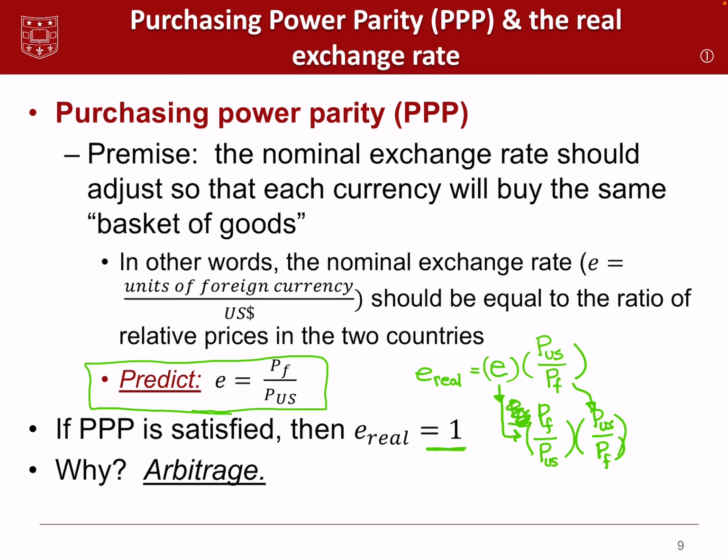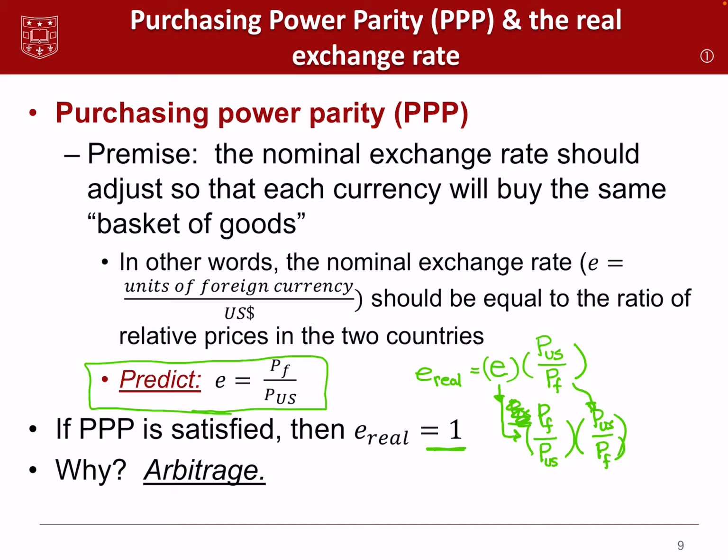So why should this happen? Why should this make sense? Why should it be the case that if purchasing power parity holds, then the real exchange rate is 1? Well, the reason we think about this is arbitrage. So, arbitrage is the idea that if you have identical goods and you see a spot where the price of them is low in one place and high in another, some enterprising soul, maybe you, is going to go buy where the price is low and bring that good to the place where the price is high.